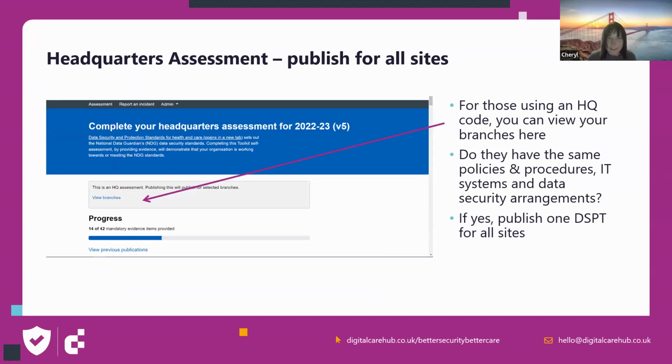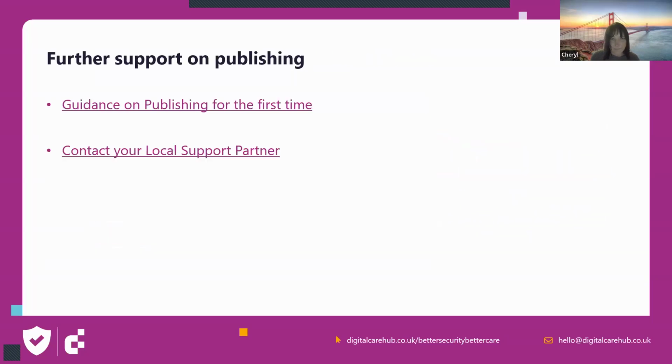So for the headquarter assessment, if you're doing it for more than one site, as long as the sites have the same policies and procedures, IT systems and data security arrangements, you only need to complete the one assessment. If you click down where the arrows point in, you can view all the branches that you want to publish for. So it may be that you don't want to publish for all sites because one still needs to put something in place. You can just click for the ones that you do.